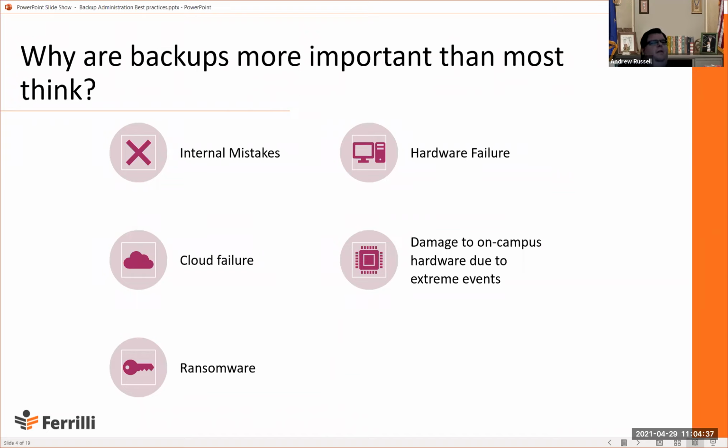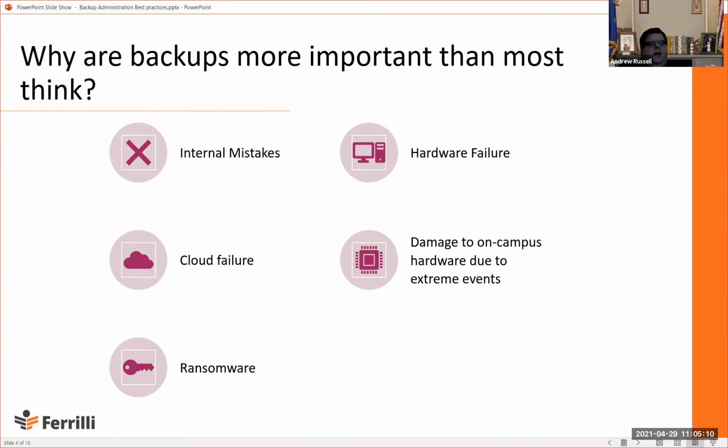So today, on top of talking about cloud backups, we just want to cover some of the basics about backups in general. We want to start off with, why are backups more important than most think? First off is internal mistakes. Just this week, we've had two situations where the schools we're working with had data loss due to human error. The first one was a customized program that wiped out the entire emergency contact table, so we had to restore from backup there.